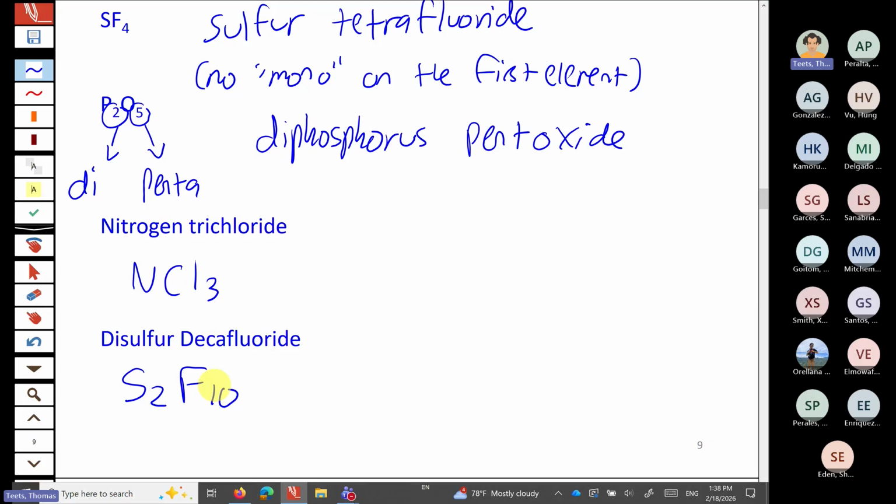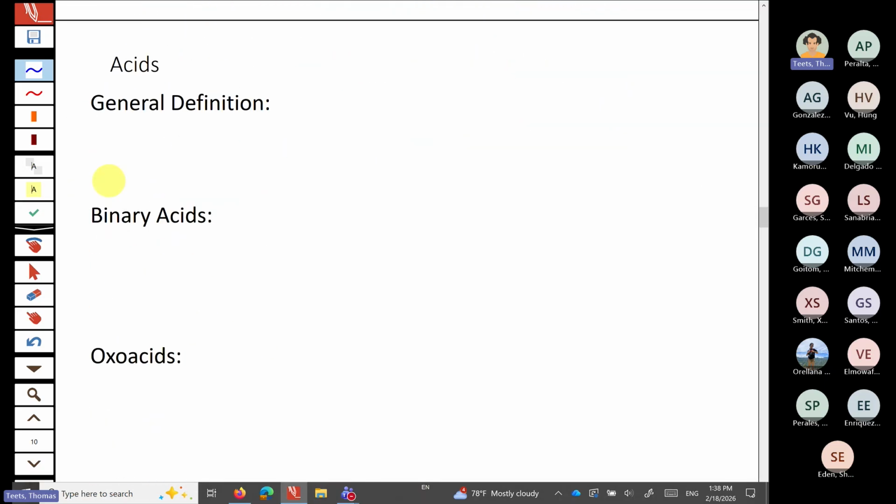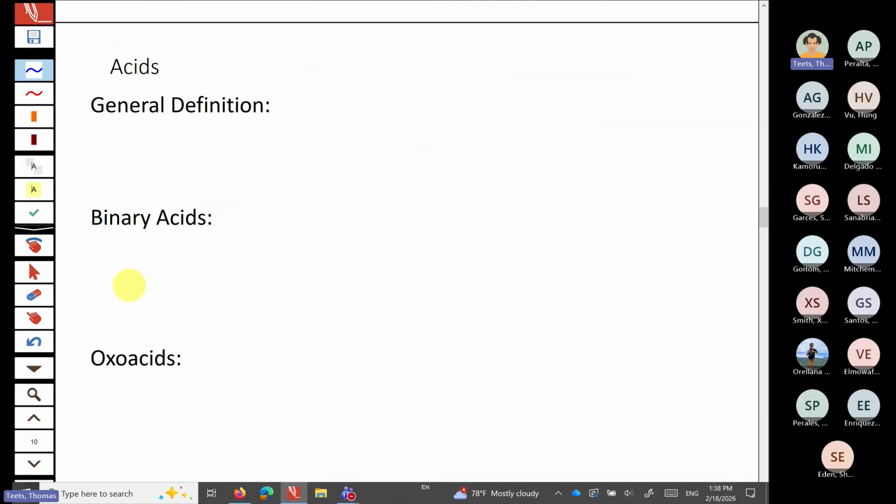Okay, so any questions on binary covalent compounds? Okay, that's probably the easiest class that we'll name. And then the very last category of compounds that we want you to be able to name at this point are acids. Now we're going to talk about the chemistry of acids in chapter 6, so a few chapters from now still. But for now, we just need to recognize them and know the names.